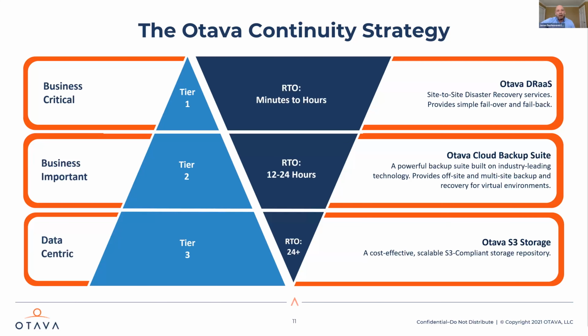So I guess, from an Otava perspective, how do we see that continuity strategy? How are we applying the right technology for your applications, for your business, to meet the objectives that you've defined in that BIA? We're incorporating things like a disaster recovery plan. Some of these technologies have that feature built into it, where I can define a recovery plan. And that's absolutely where the business critical fits in.